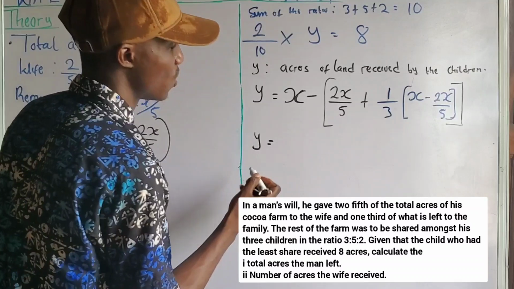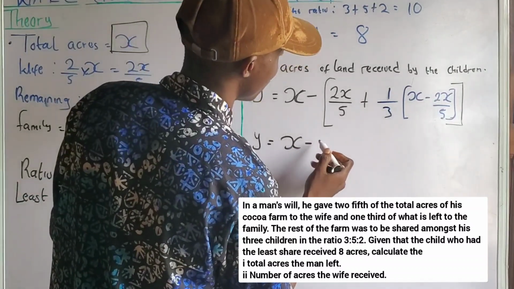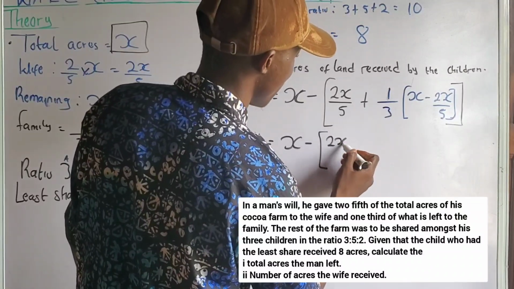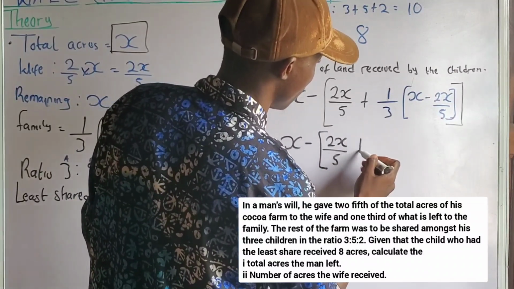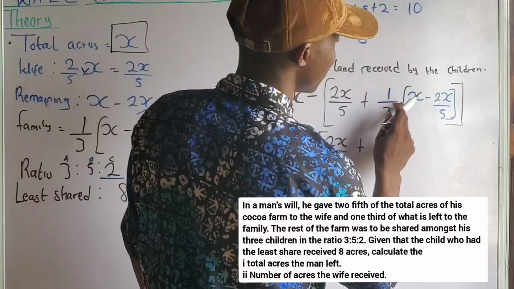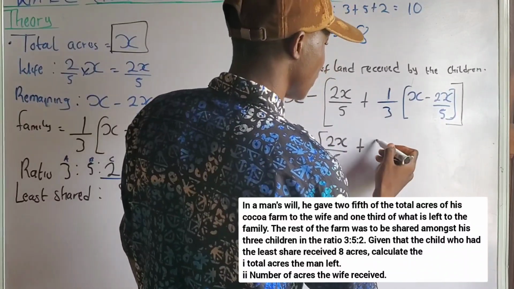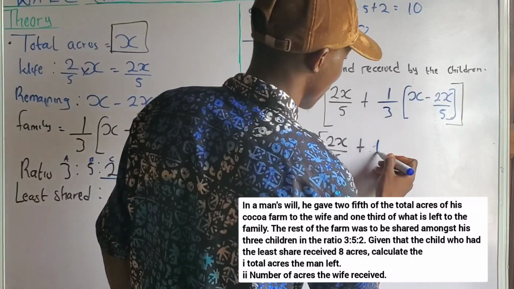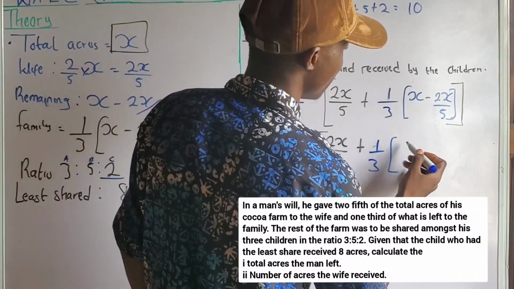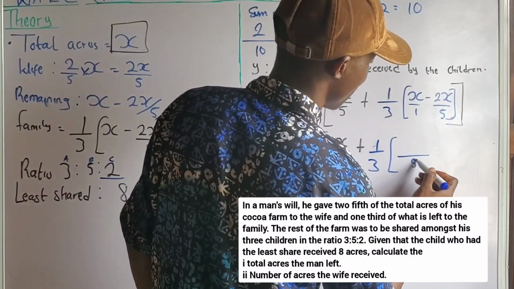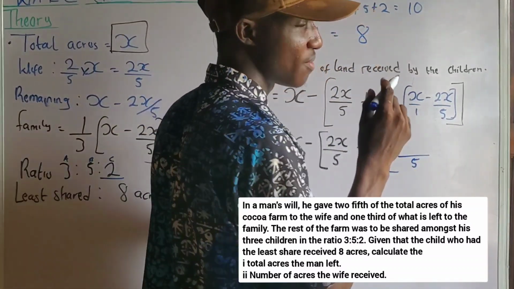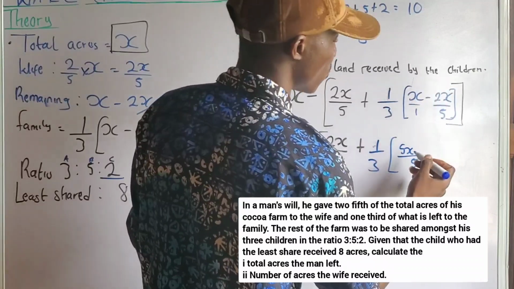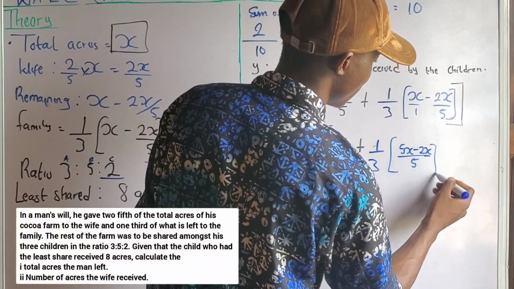y will be equal to x minus, okay, let's first deal with what we have here, 2x over 5 plus 1 over 3 times x. Okay, let's do it step by step. Let's deal with what we have in the bracket first. So I'm going to have 1 over 3 multiplied by, now what is the LCM of this? LCM is 5, right? Yes. 5 divided by 1, 5. 5 times x is 5x. 5 divided by 5, 1. 1 times minus 2x is minus 2x, okay? Do you understand?